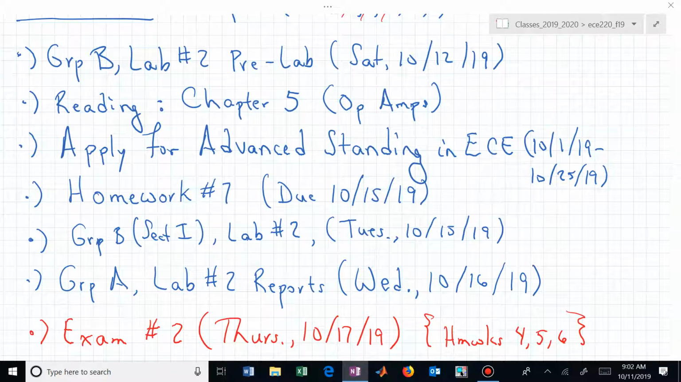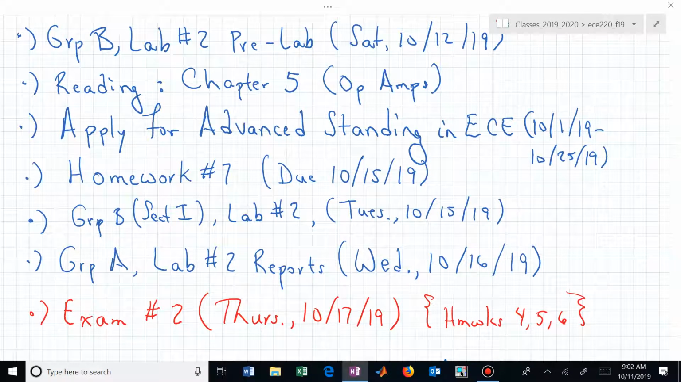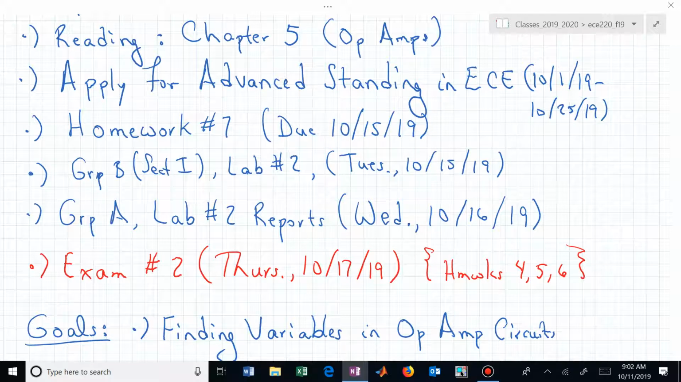And if you're needing to apply for advanced standing, you have a couple of weeks remaining to do that. Homework 7 is due on Tuesday, as is or will be Group B, Section I. You'll have your lab on Tuesday of next week. That's lab number 2. Group A, your lab number 2 reports will be due the following day on Wednesday, and then everyone will get to come together and sing for the exam.